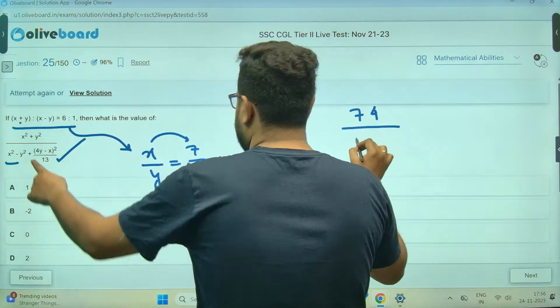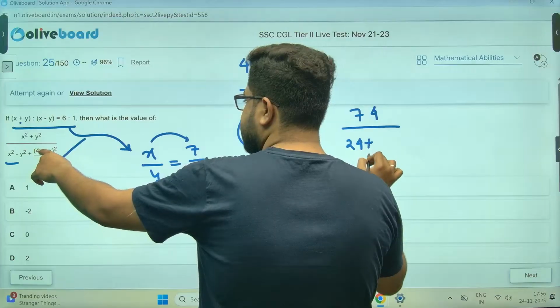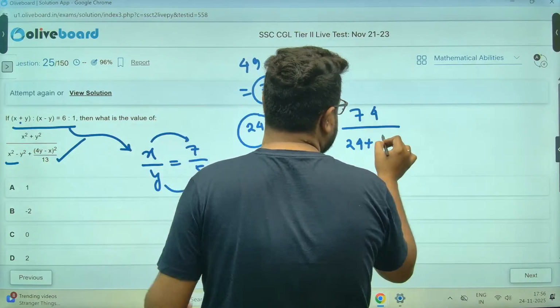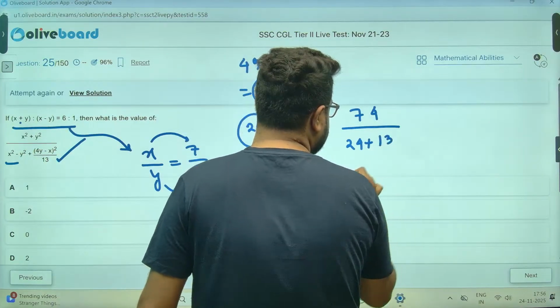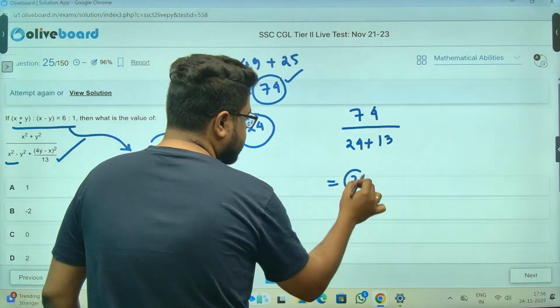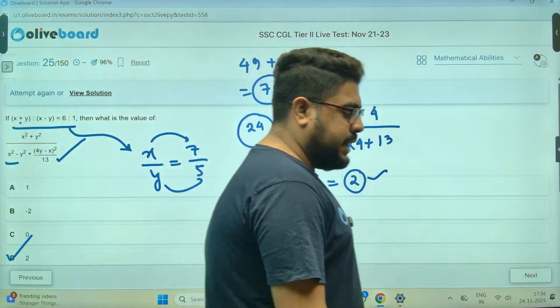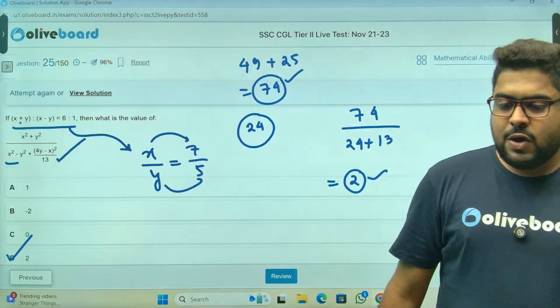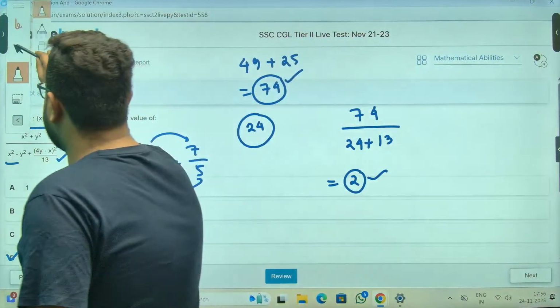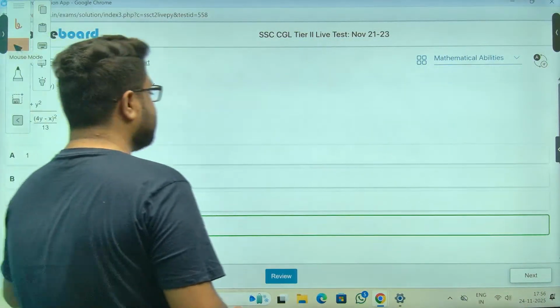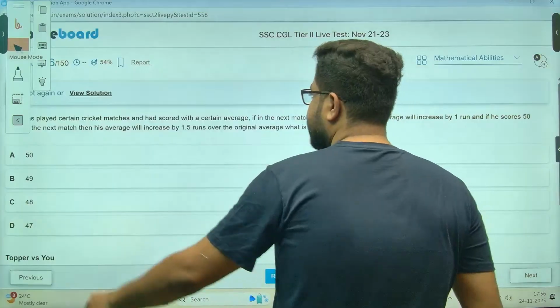74 by 24 plus 4y, 20 minus 7, 13 square by 13 is 13 only, sir. 37, the answer is 2, sir. The answer is 2, option D, sir. Option D, 2 is your correct answer, 100%. Perfect. Chalo, chalo. Next one, please.